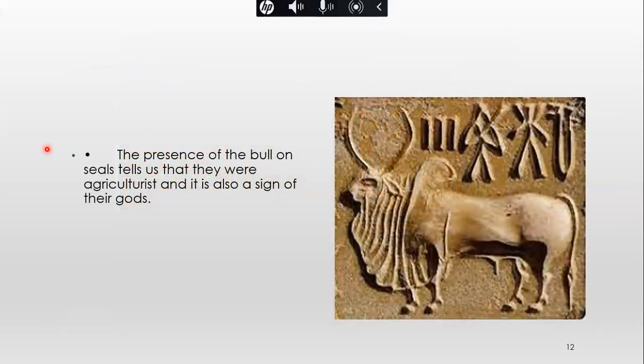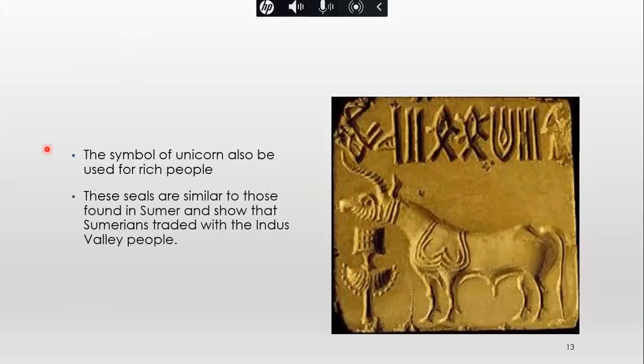Well, if we just look closer, so far, whatever they have tried to decipher or understand, we came to know that there are a few seals which consist of the bull. So the presence of the bull may tell us that maybe the Indus Valley people were agriculturists. Yes, we have already read about it that they were agriculturists. And secondly, they also believe that it might be a sign of their god. Similarly, the symbol of the unicorn was also used for rich people.